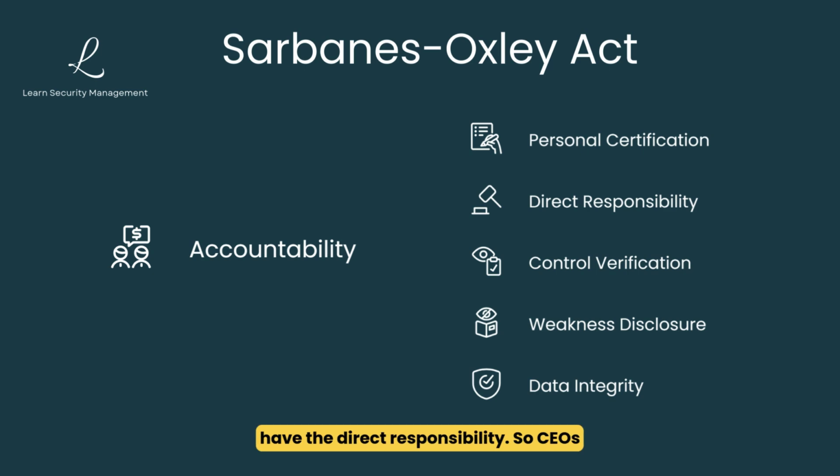Then they have direct responsibility. CEOs and CFOs are legally responsible for financial reporting integrity. If a report contains errors, executives can face personal legal consequences, including fines and imprisonment.